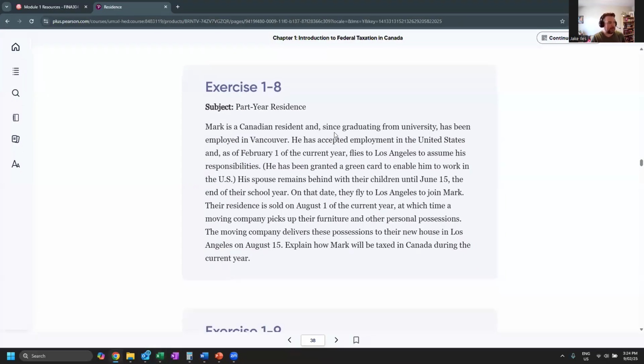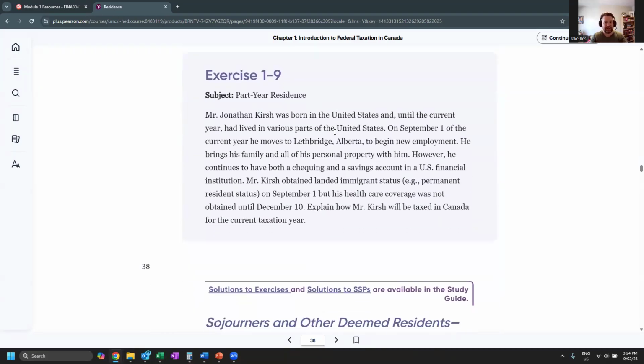We are getting a little long. I'm going to do the next exercise, then I'm going to break it, and I'm going to follow it up with a short video where we talk about deemed residency.